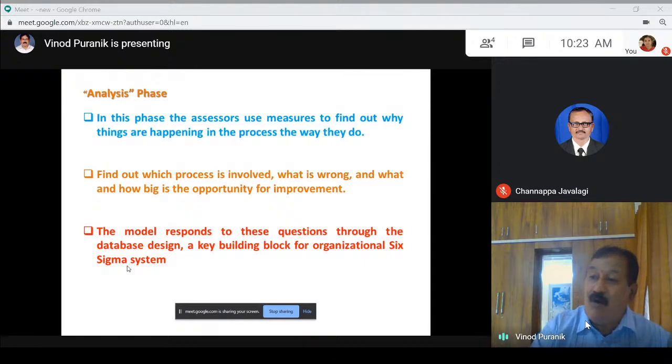So this particular Six Sigma model responds to the questions through the database design, a key building block for the organizations of the Six Sigma system. See, what is the primary purpose of this database? To extract the information gathered from assessment tools for particular conditions like process improvement.